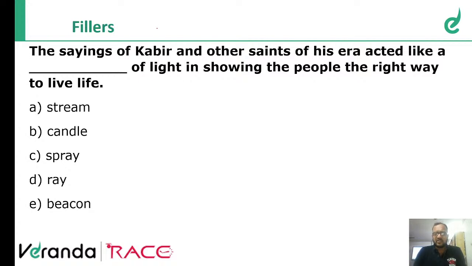So something that shows the light to people will be known as beacon. Beacon of light means a light that shows direction to people, especially in the olden times, and now also there are lighthouses in the middle of the lake, a big, tall lighthouse. In the night the lighthouse emits some light that shows the direction to the boats, steamers or ships. So that is known as a beacon of light. So the sayings of Kabir and other saints of his era acted like a beacon of light in showing the people the right way to live life. Beacon would be like a ray of light, but it shows direction. Please understand. Okay. Moving ahead.